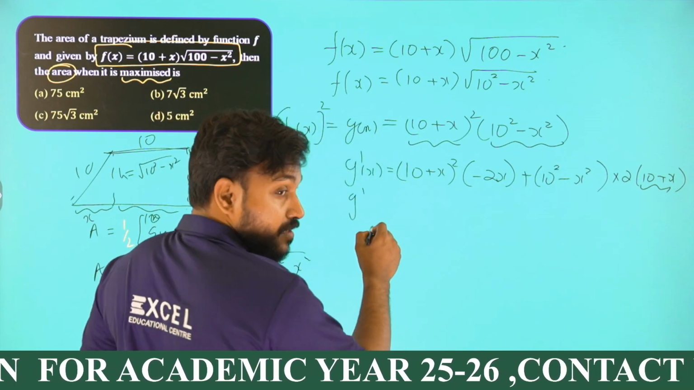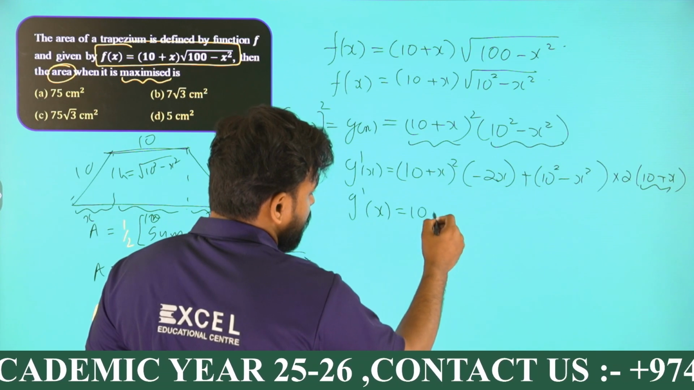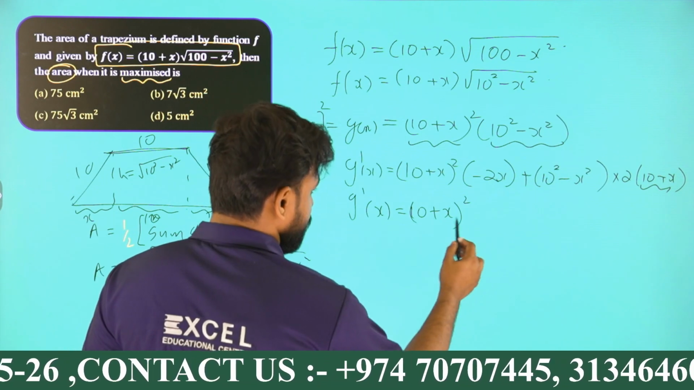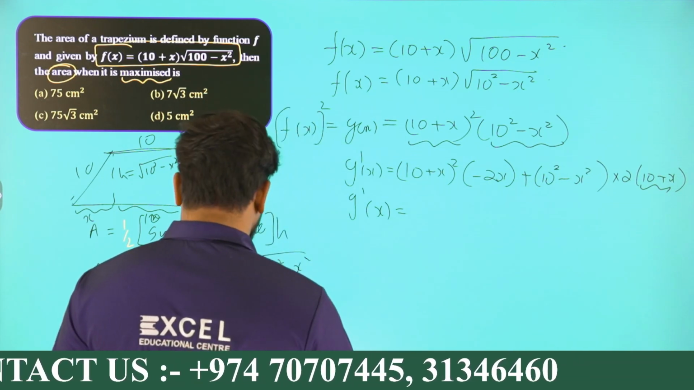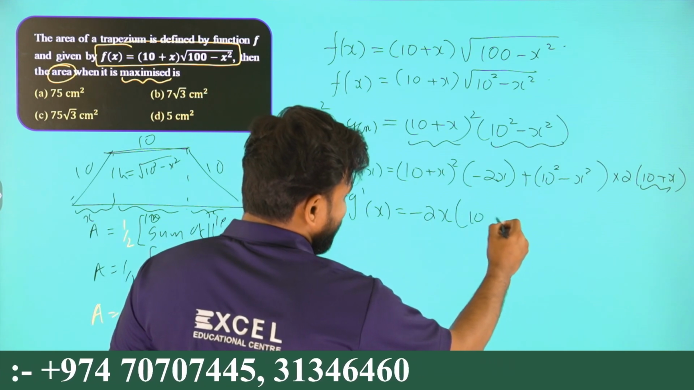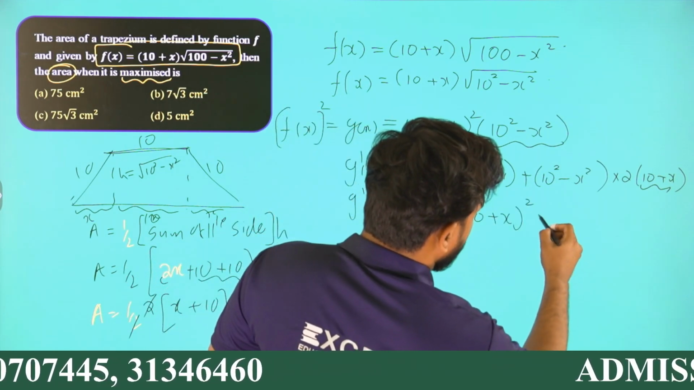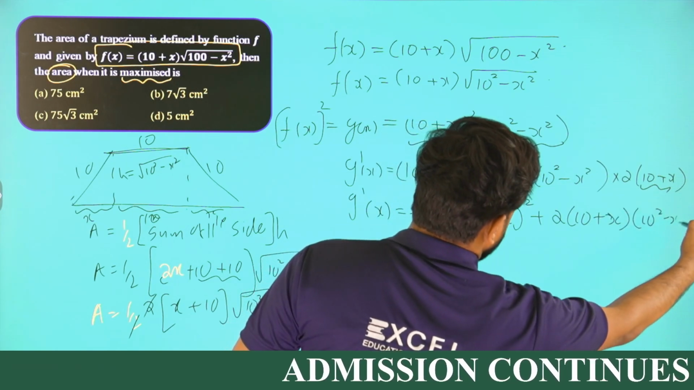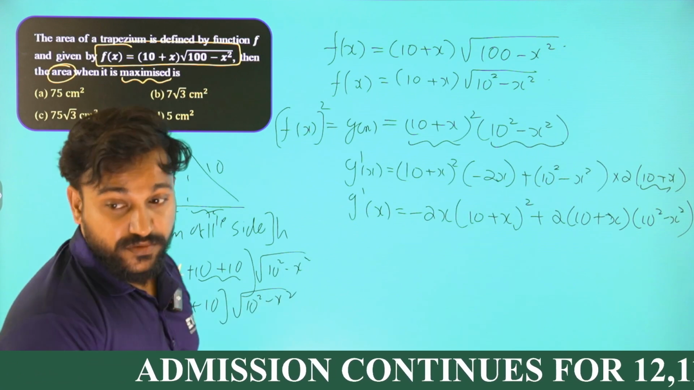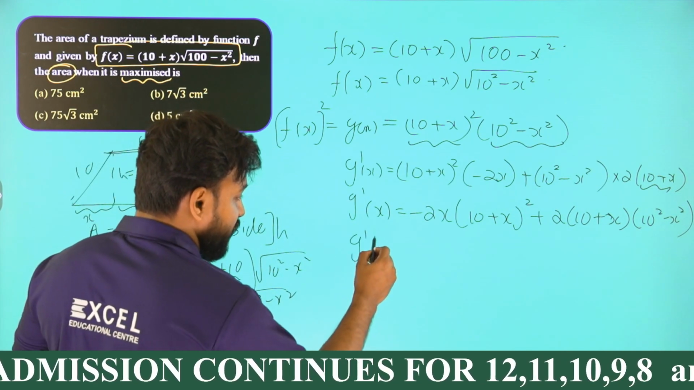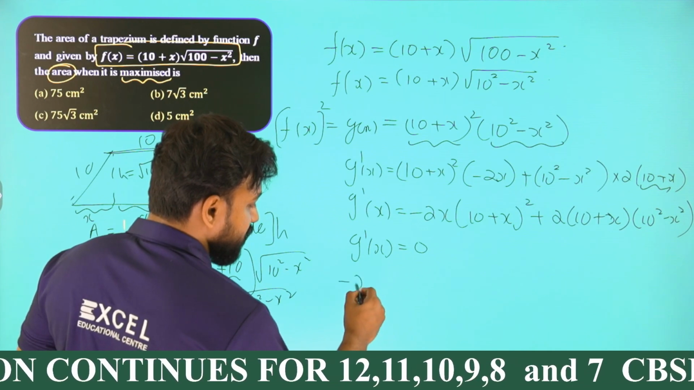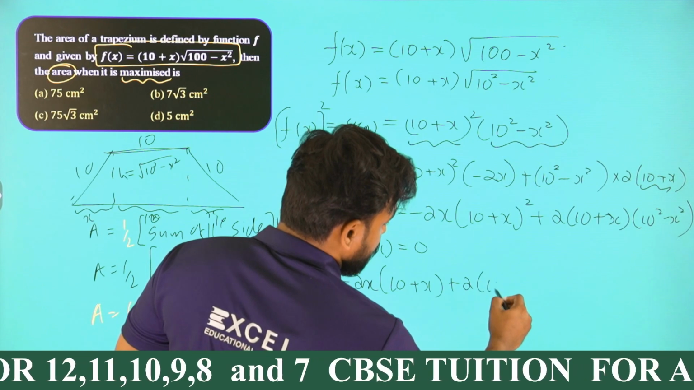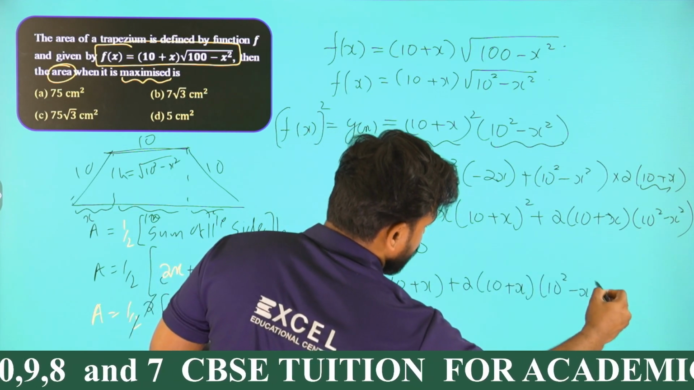So g dash of x is equal to what? 10 plus x the whole square minus 2x, plus 2 times 10 plus x into 10 square minus x square. So this is your derivative, where you will get the critical point where g dash of x is equal to 0. That means minus 2x into 10 plus x the whole square, plus 2 times 10 plus x into 10 square minus x square, is equal to 0.